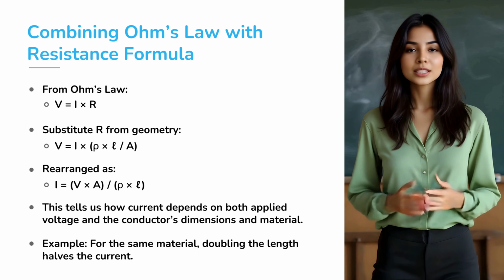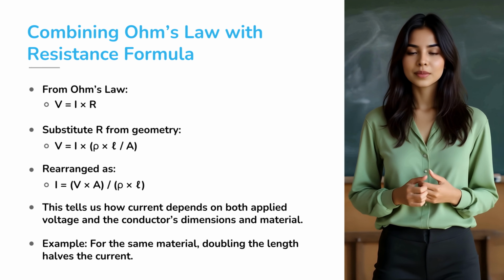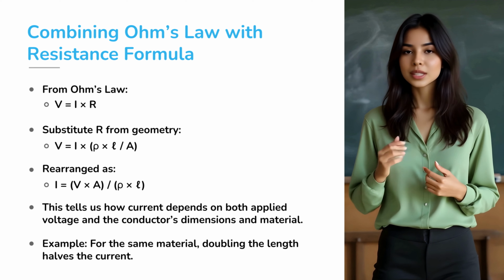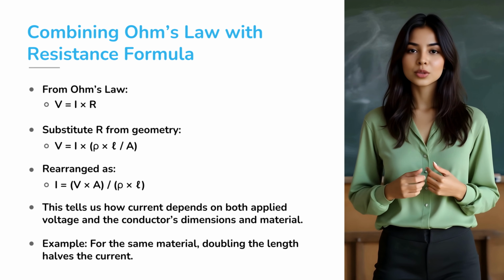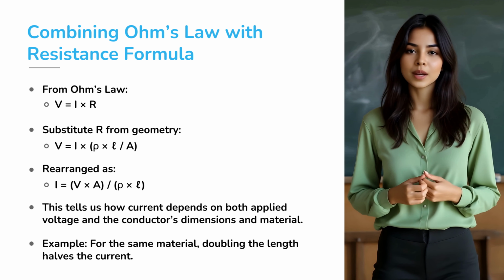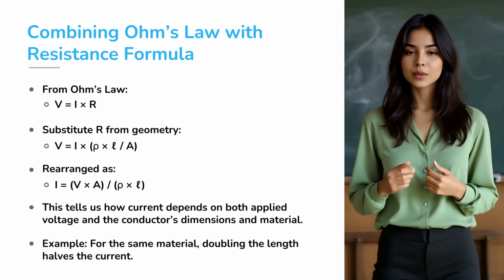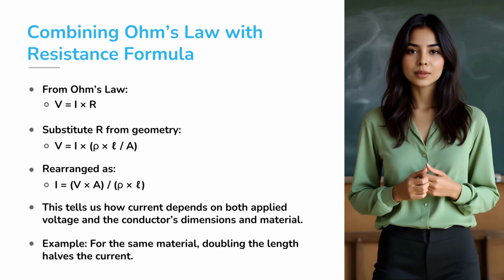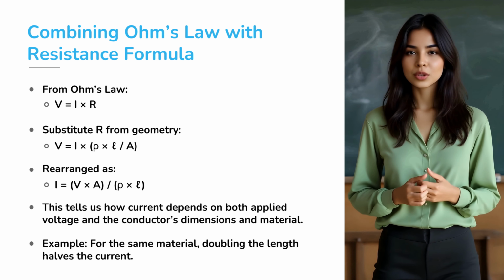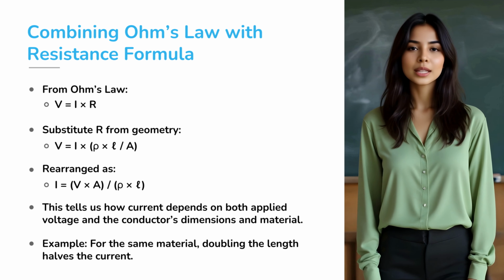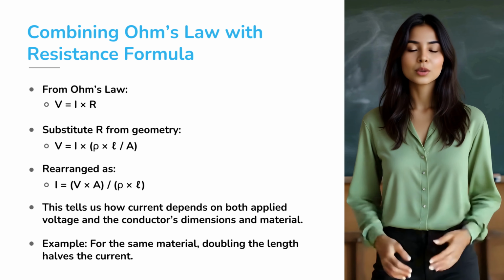Let's now bring these ideas together. Start with Ohm's law. V equals R times I. Substitute R from the previous formula. R equals rho times L divided by A. So now we get V equals I times rho times L divided by A. Rearranged for current, it becomes I equals V times A divided by rho times L.